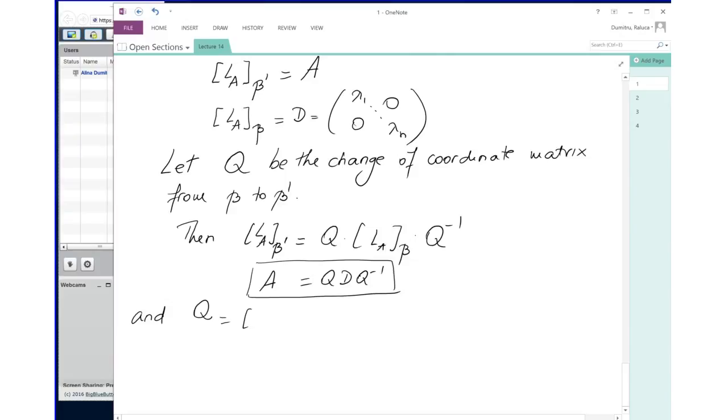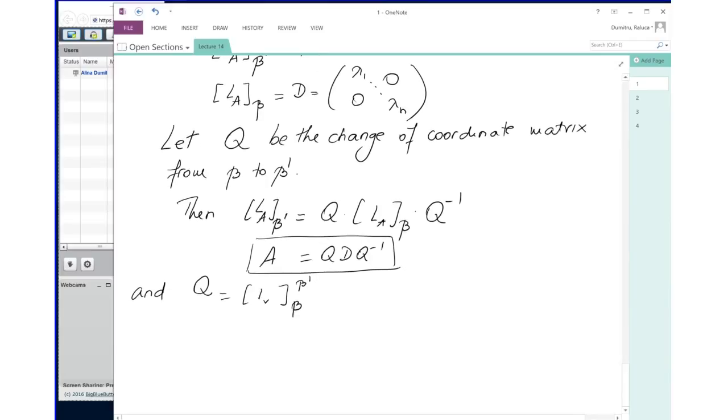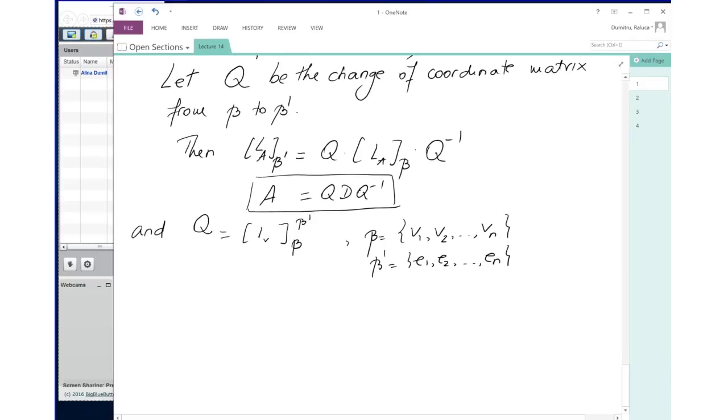Q, if you remember, was the identity transformation on V, expressed from beta to beta prime. That's how it was defined, the change of coordinate matrix. Beta was that basis consisting of eigenvectors, so let me call them V1 through Vn, and beta prime was the standard basis, E1 through En. So I'm going to find exactly who Q is in this setting next.